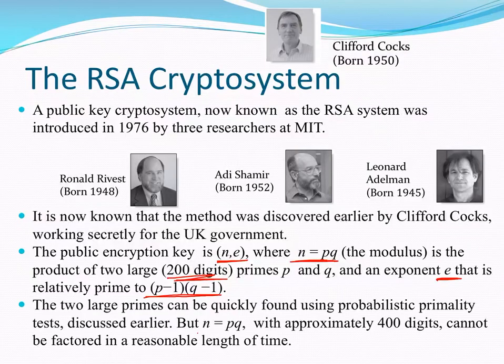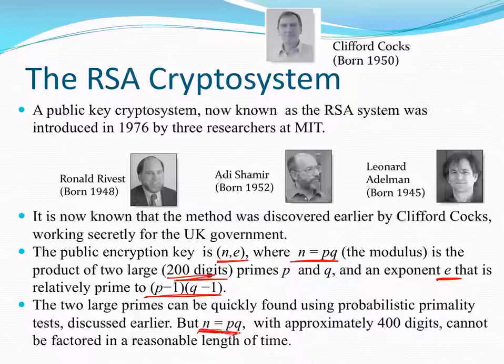We can find those two primes quickly. They're kept secret, and their product n has 400 digits, and we do not know of a way to factor that in less than millions of years into its prime factors. And that is the reason public key encryption can work.